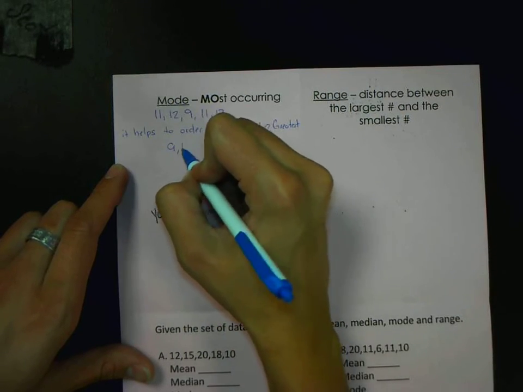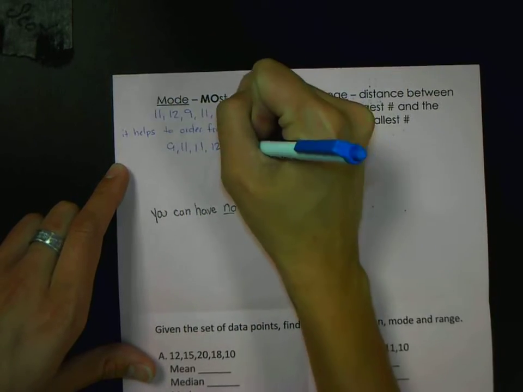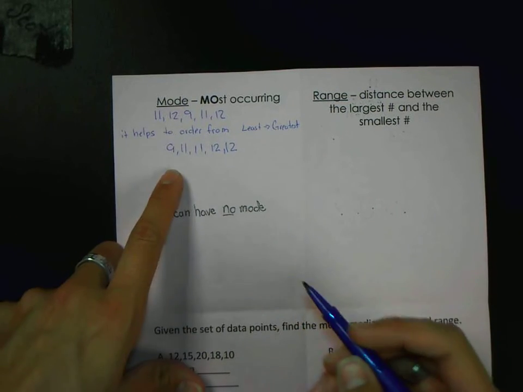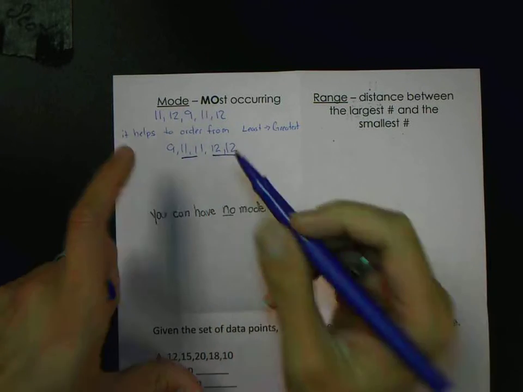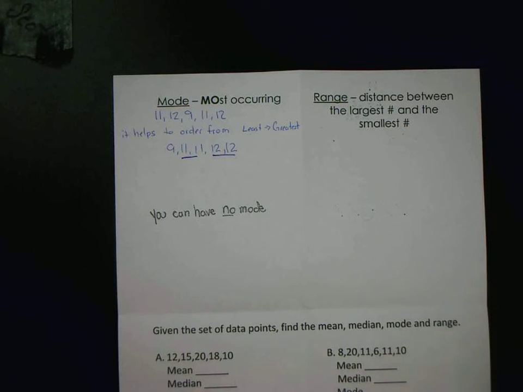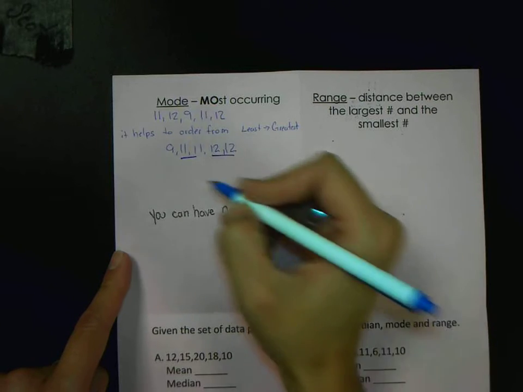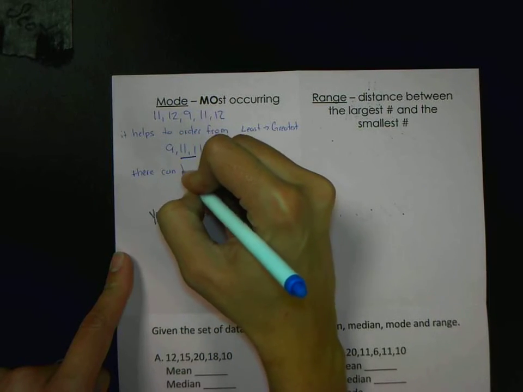All right, so it looks like 9's only seen once, so that's not most occurring. 11 is seen twice, and 12 is seen twice. Okay. Now, you see we have two numbers that are most occurring, so which one do you pick? You could have more than one mode, and that's okay because they're both occurring the most amount of times. Okay. So there can be more than one. So in this case, we have 11, and then we have 12 as our mode.